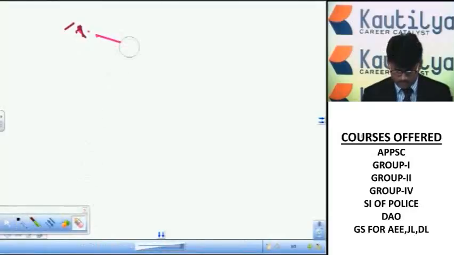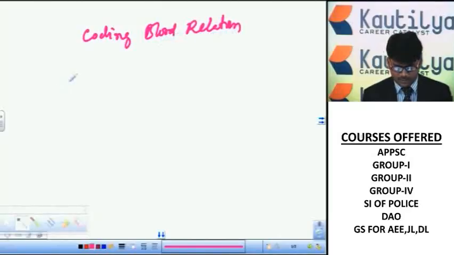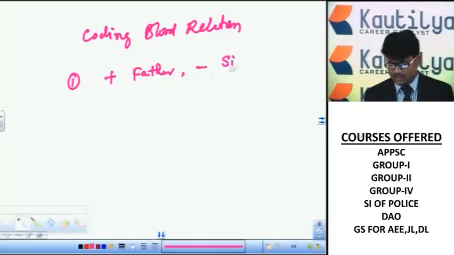Next, the second model is coding blood relation. First one: the problems based on the coding equation method in coding blood relations. The given question is: plus symbol denotes father, minus symbol denotes sister, divided by symbol denotes daughter.